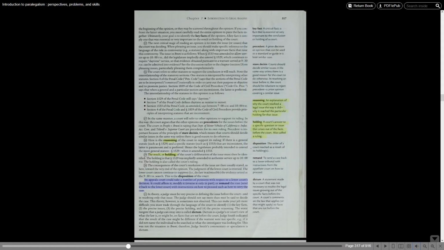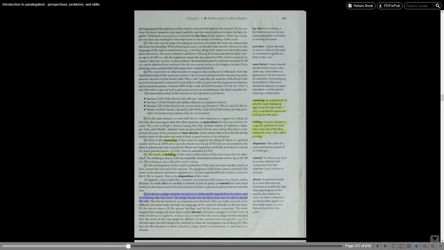An appeals court could take a number of positions with respect to a lower court's decision. It could affirm it, modify it, reverse it only in part, or remand the case, send it back to the lower court with instructions on how to proceed, such as how to retry the case.